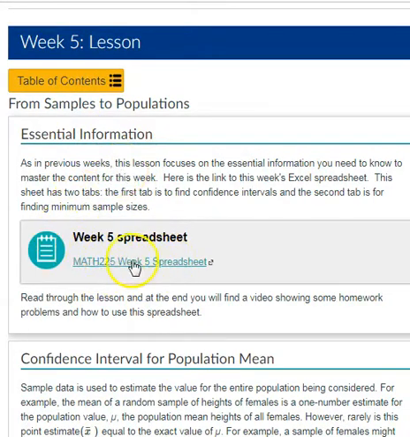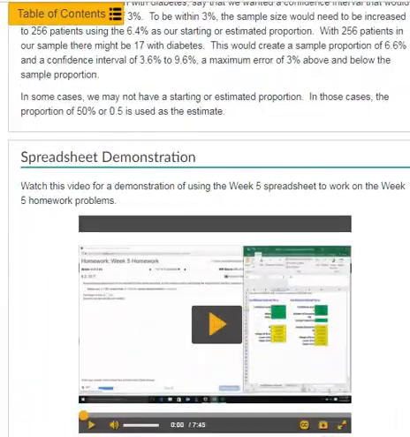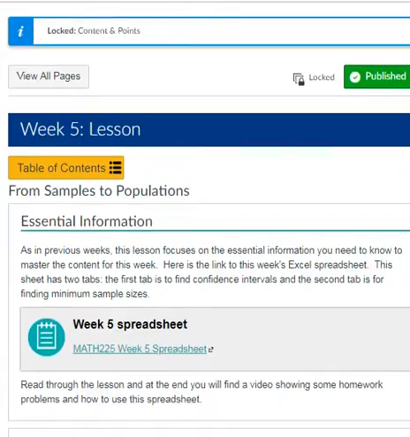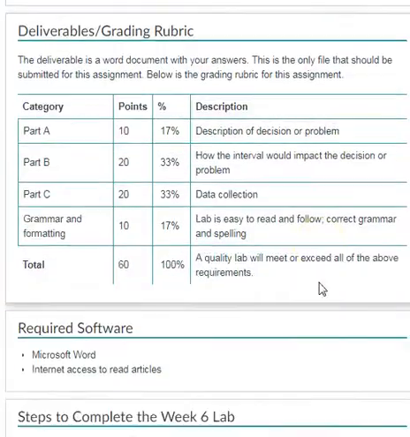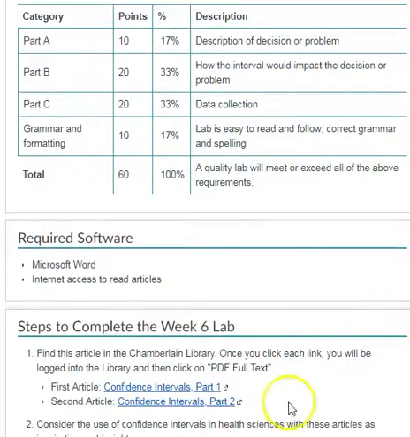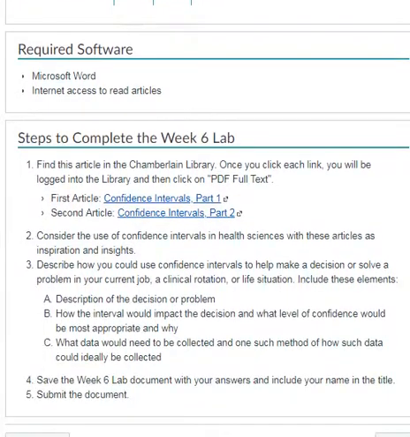And hopefully you've been using this spreadsheet quite a bit. It's demonstrated in a video at the bottom. It helps with all the computations and calculations that go along with confidence intervals. So jumping back into the lab, I'm going to quickly talk about what you're supposed to do. And then I'll also do a little video demonstration of confidence intervals so you have that piece as well to help better understand what they are and how we use them.